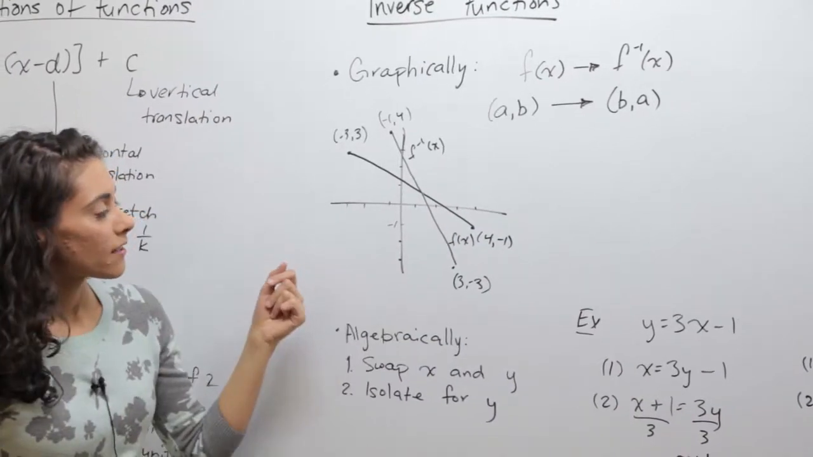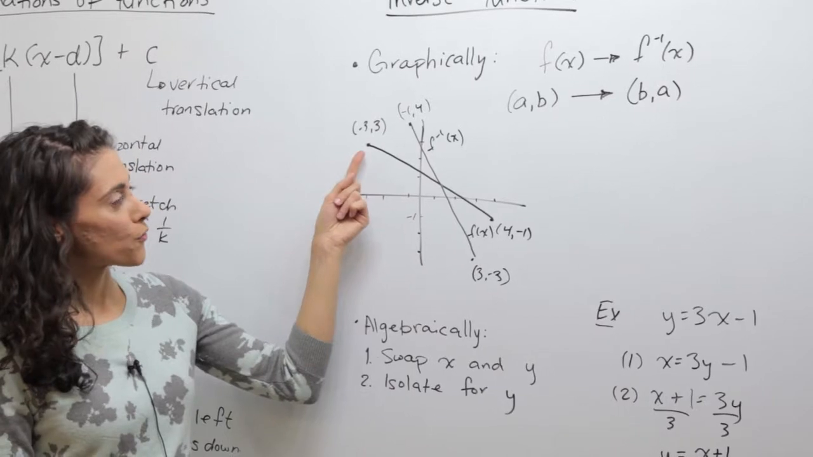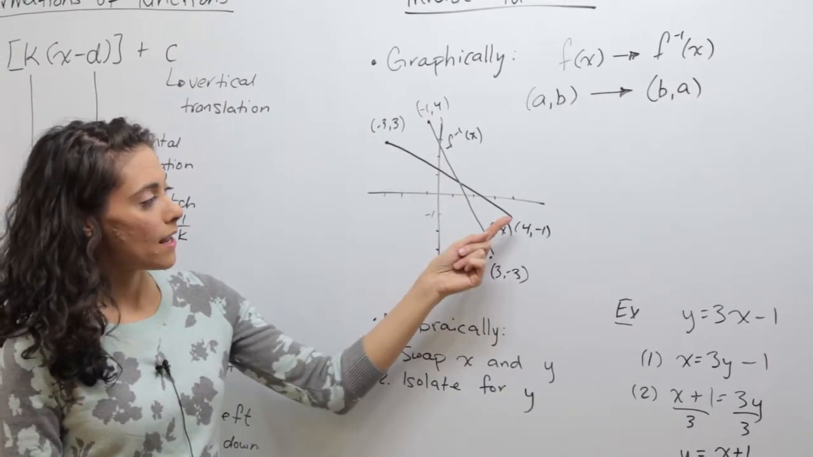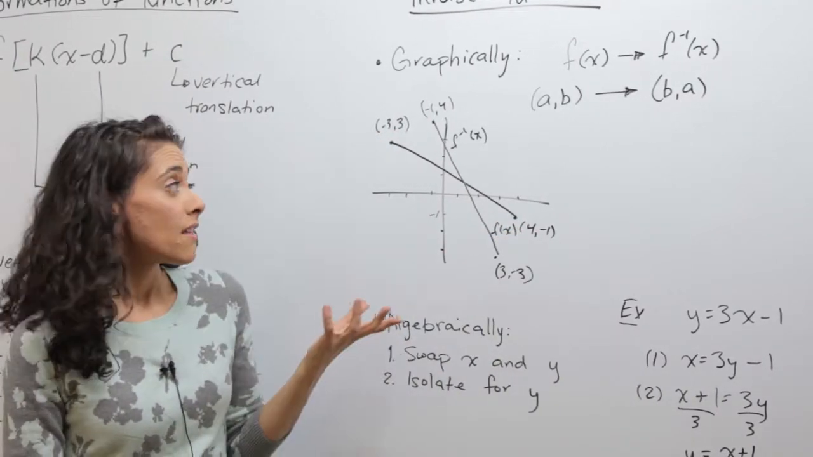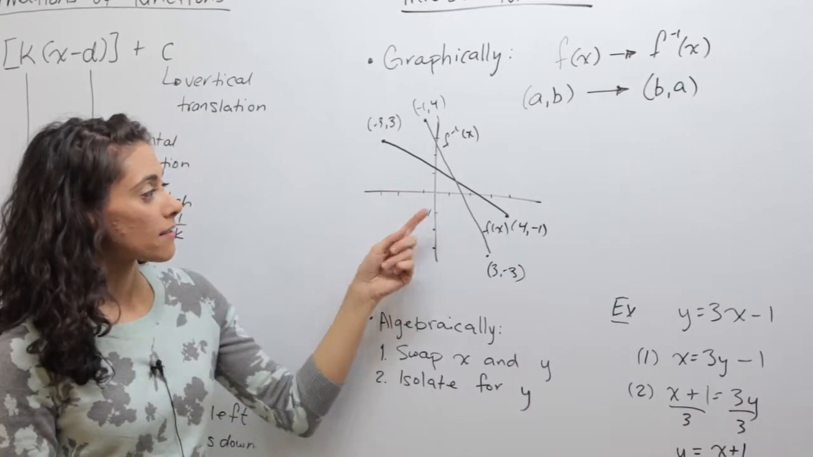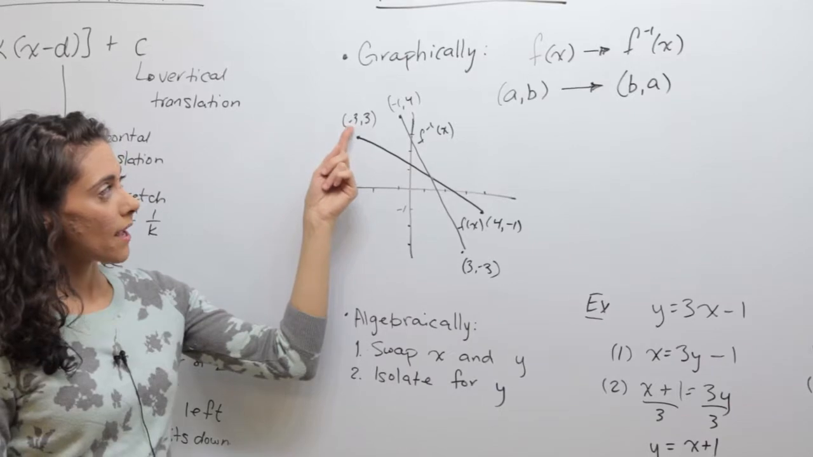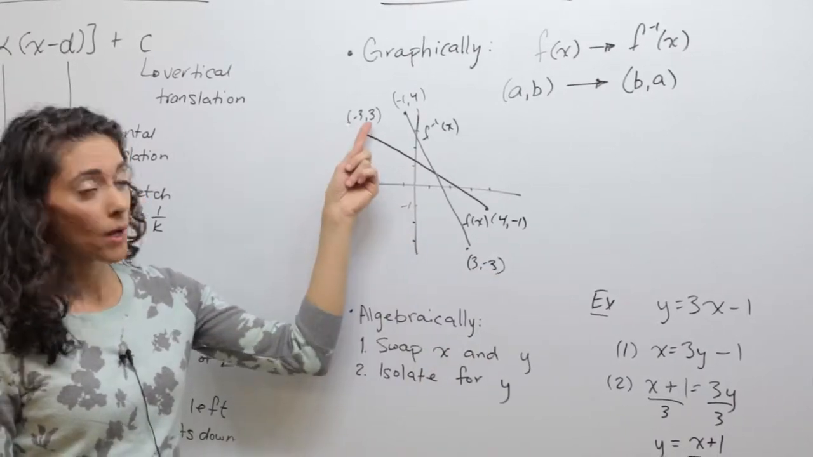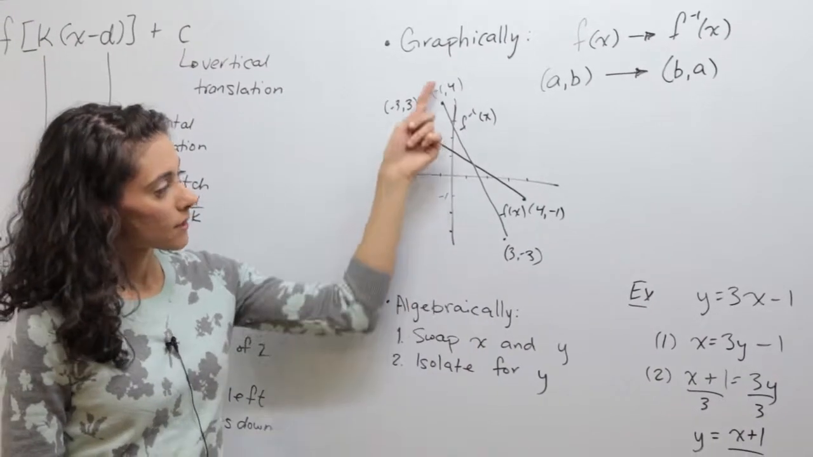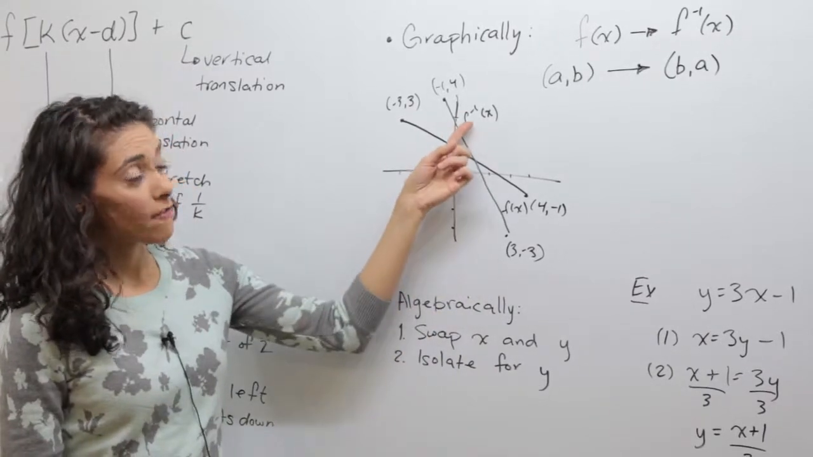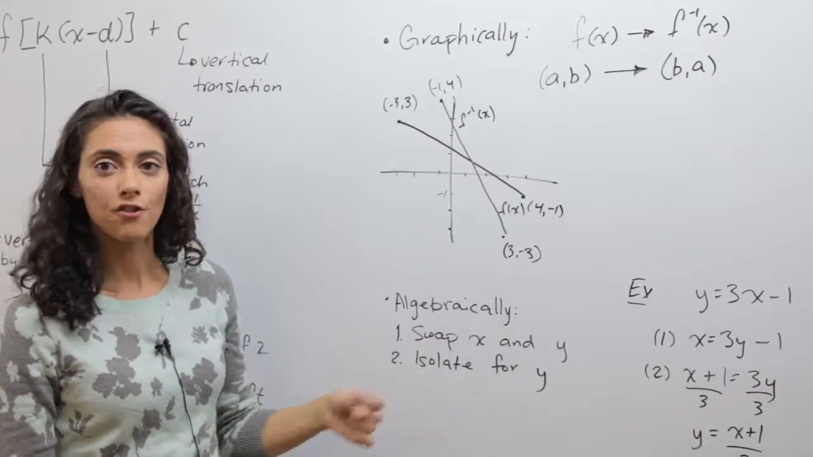For example, here's a line. I started with this line here that goes from the point -3, 3, and ends over here at 4, -1. The inverse function is simply the line that connects -1, 4 to 3, -3. My x-coordinate became my y-coordinate, and my y-coordinate became my x-coordinate, same thing there. This is f inverse, or the inverse of the initial function f.